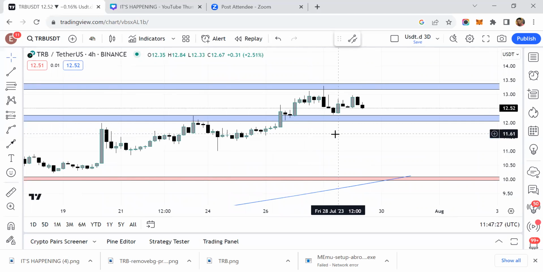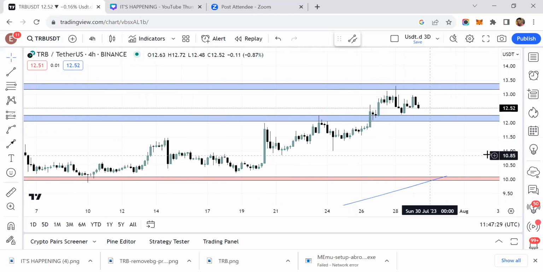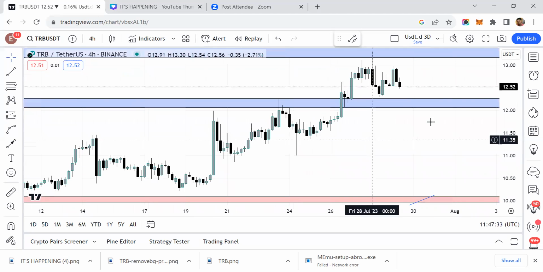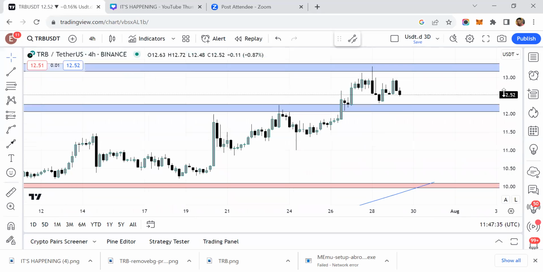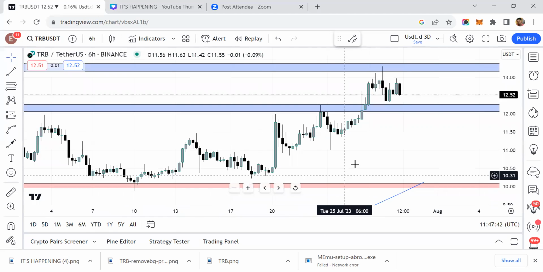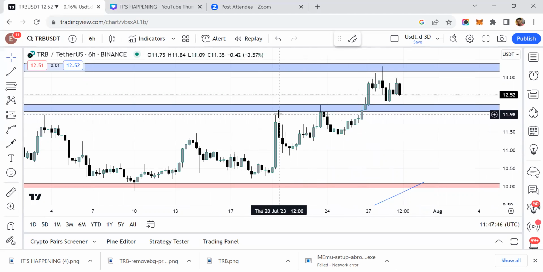The 4-hour chart is right in front of us, and I hope that you are paying detailed attention. Okay, let me use the 6-hour time frame. These are just mid-range time frames. It's quite similar to the 4-hour time frame.